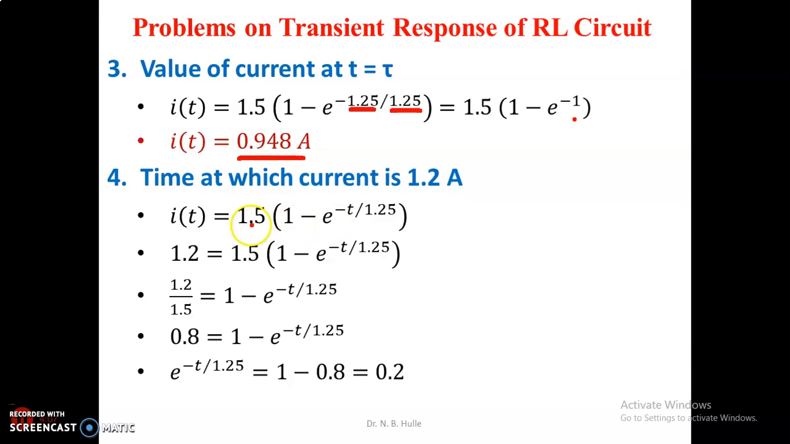Finally, we are interested in the calculation of the time at which the current is 1.2 amperes. Now I will use the same expression, I of t is equal to 1.5 in bracket 1 minus e raised to power of minus t by tau, and here we want to calculate the time when the current is 1.2 amperes. I will substitute I of t as 1.2 and simplify this expression. Now 1.2 divided by 1.5, the remaining thing is 1 minus e raised to power of minus t divided by 1.25.